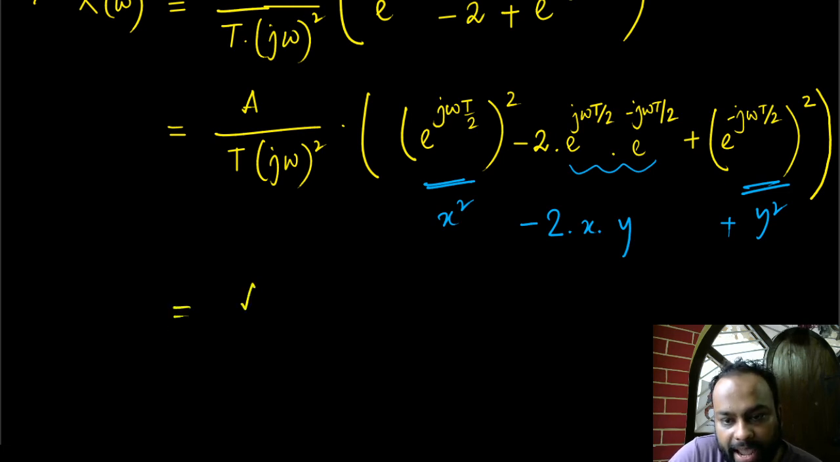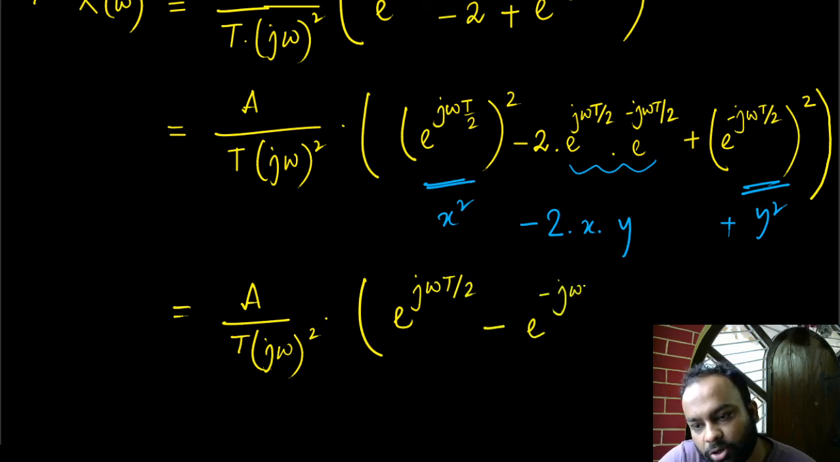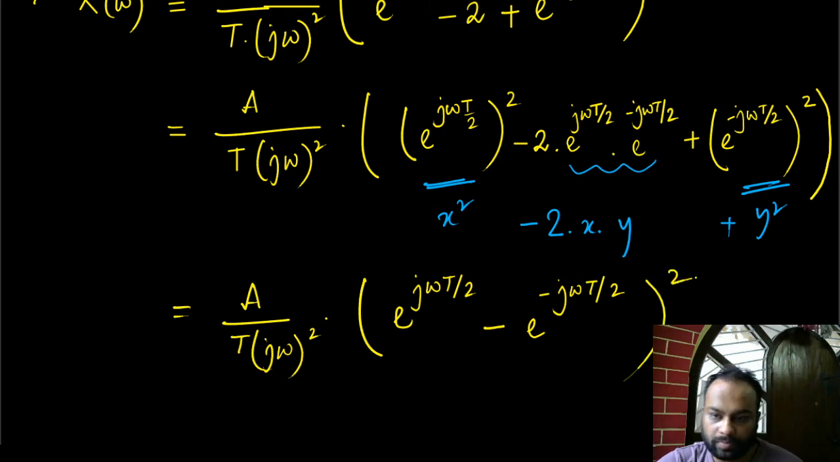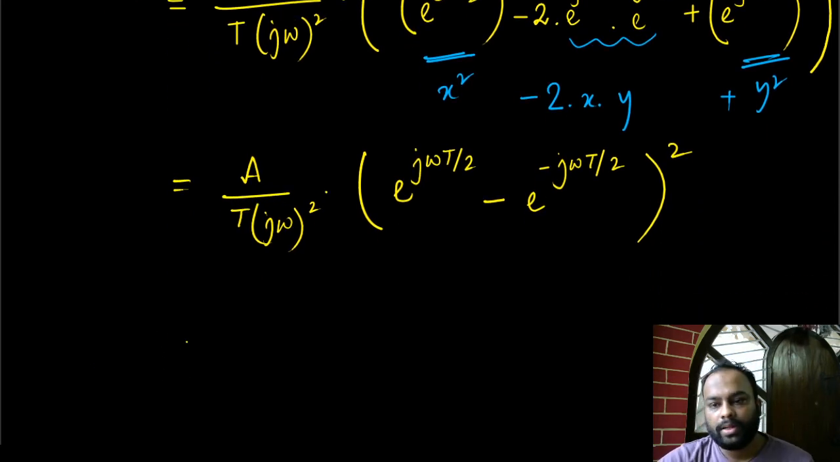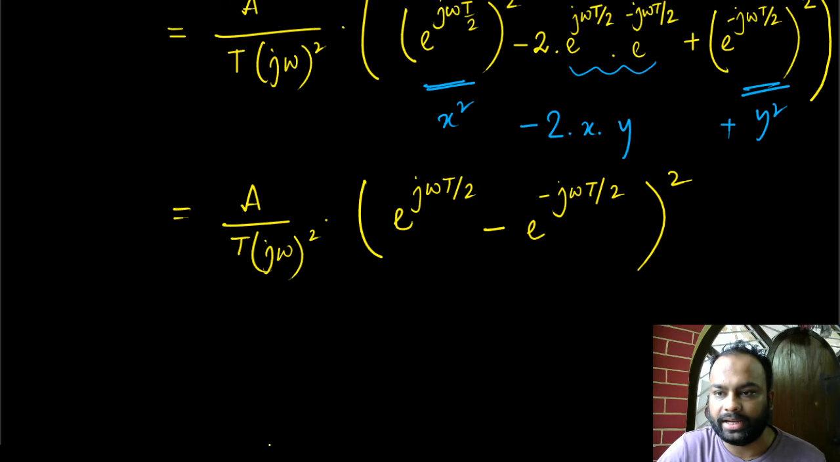So this is a by T (j omega) square into, what do I have here? We simply have e to the power j omega T by 2 minus e to the power minus j omega T by 2, whole square. If you have any query, feel free to ask, because this isn't that easy, but this isn't that difficult either in any way.